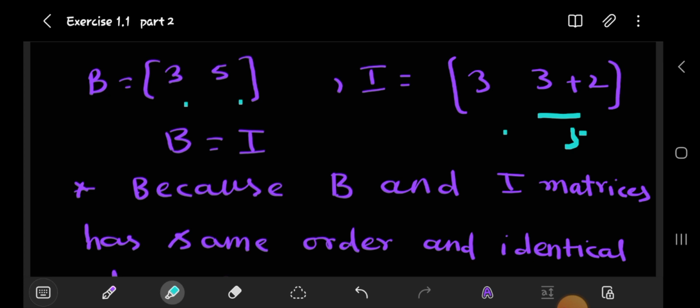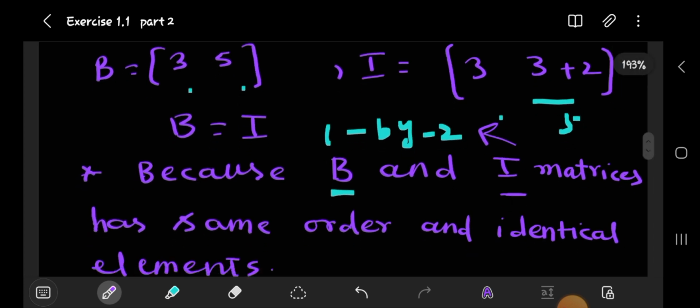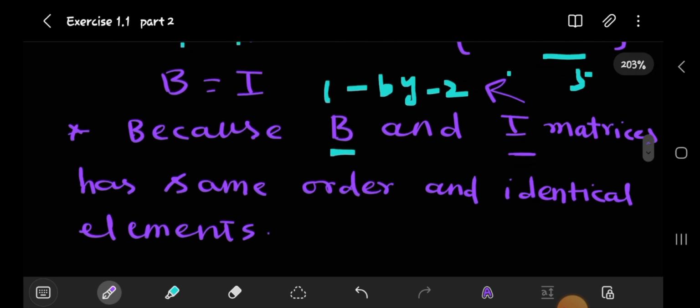So these two matrices, B and I, have the same order. We can say that because B has an order of 1 by 2, and I also has the same order, 1 by 2. Both have 1 row and 2 columns, so they have the same order, and they also have the same identical elements. So we can say that B and I are equal. Both of these matrices are equal.